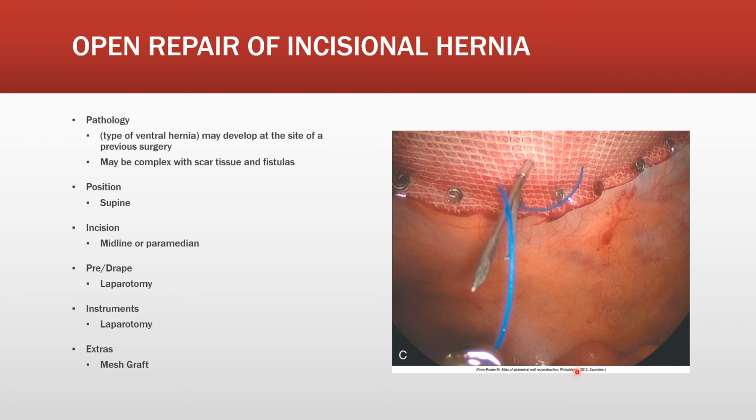So I do realize this is a laparoscopic picture, but it was a very, very good photographic detail of those tacks that I'd like you to see.